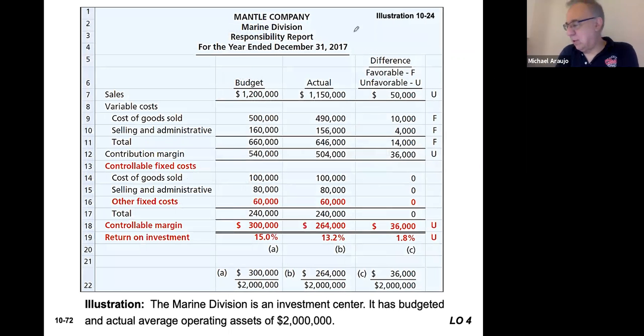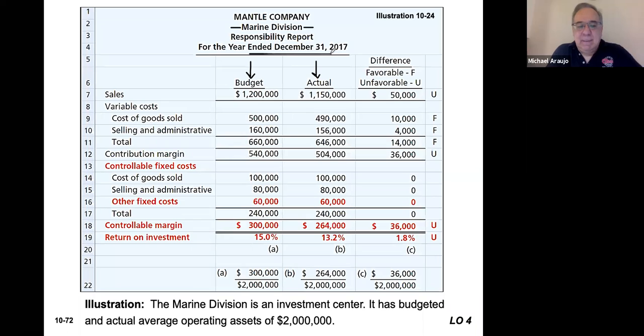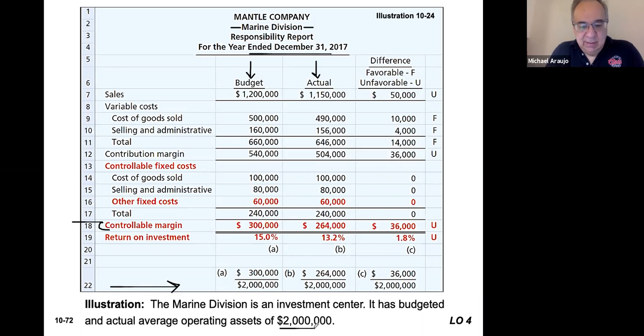And here we go. Here's illustration 10-24, also on page 432 at the very bottom here. Here is the exact same report we saw from the Marine Division of Mantle, showing the budgeted amount and the actual amount for the year that ended December of 2017. What you see here is some added lines. The last time we looked at this, we stopped at controllable margin. What you did not know is what they're telling you here, that the average assets are $2 million. That's the average assets for the Marine Division. So if you had a controllable margin of 300,000, which was what they were expecting, that's the budget, on $2 million of operating assets, you would have got a return on investment of 15%.